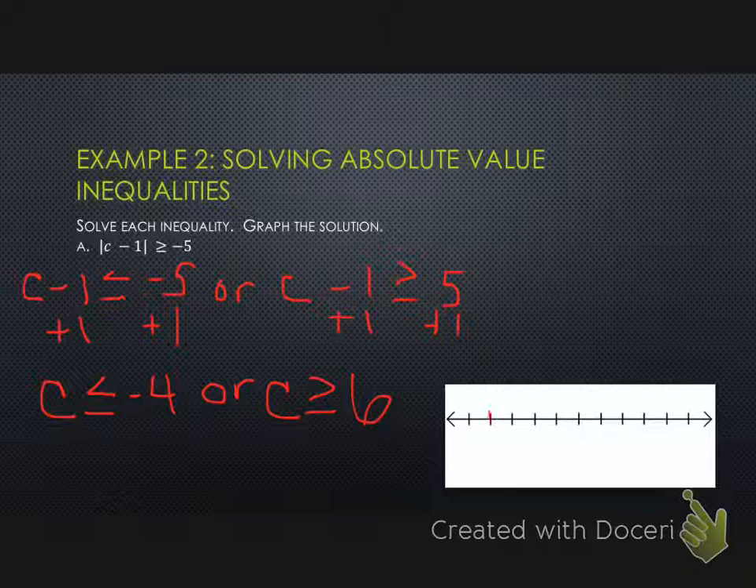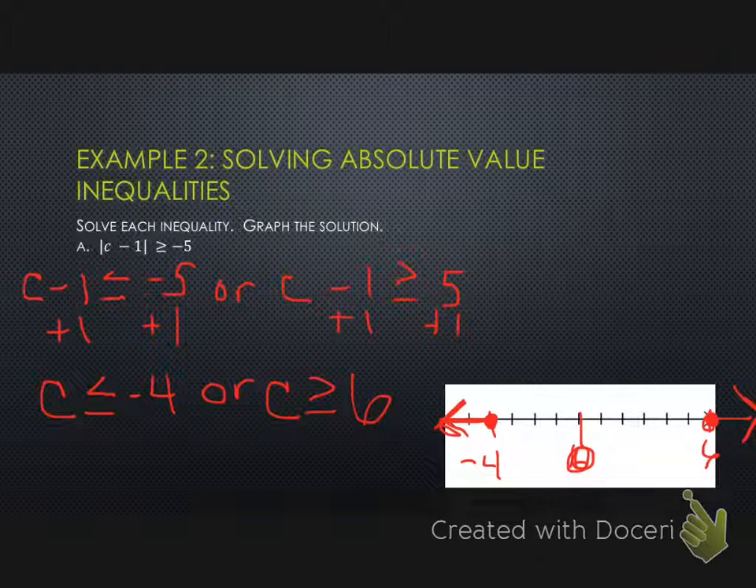So if I say this is negative 4 right here, we'll put a solid circle because it has the equal sign. Let's see, 3, 2, 1, 0, 1, 2, 3, 4, 5, 6 is right here. It's again a solid circle, but since it's an or, it's going away from each other, not towards each other. Everything less than or equal to negative 4 or greater than or equal to 6.